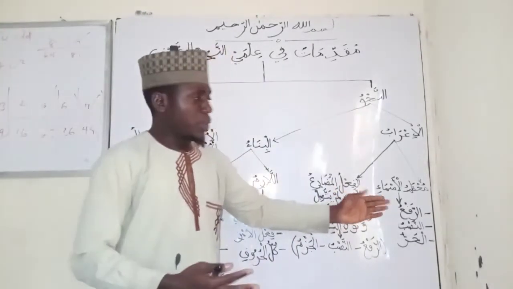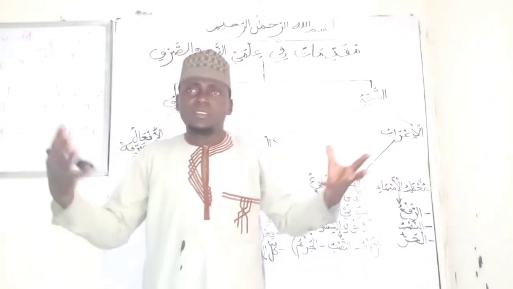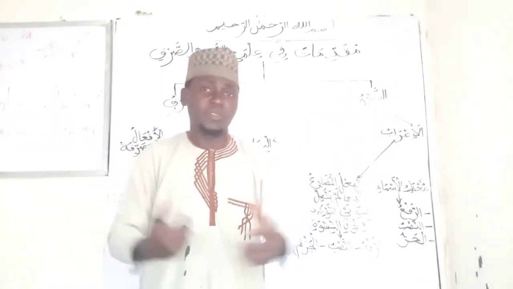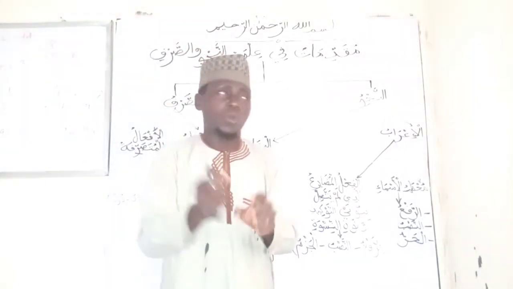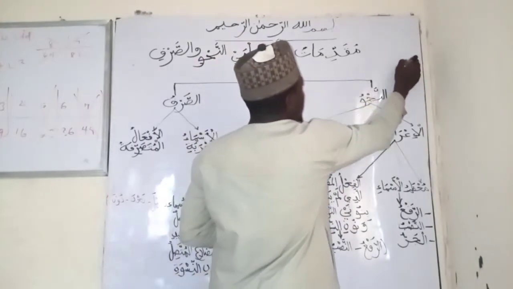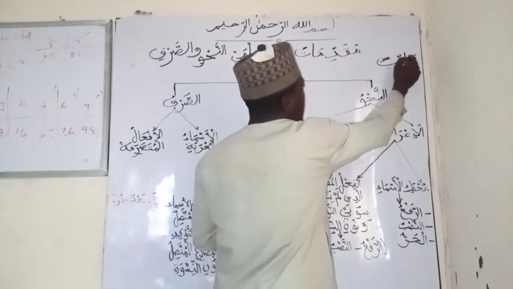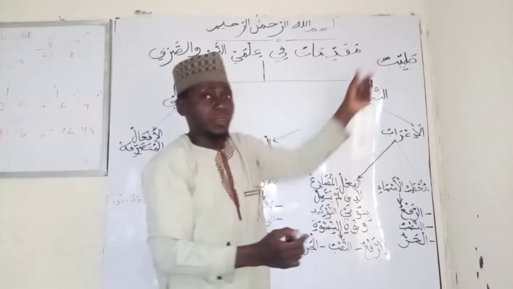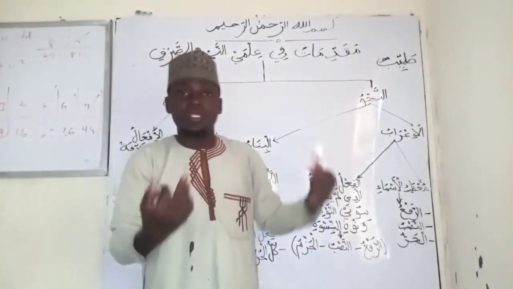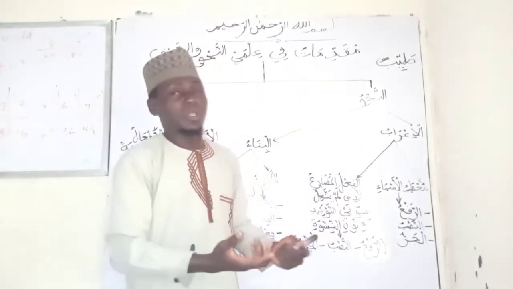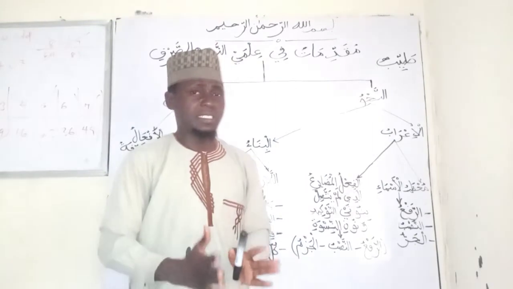For instance, we have many names. Let's take, for instance, Tajib. Tajibun, for example, is a name. If we look at the word Tajibun, we will see that the last letter remains dhamma. That dhamma means rafa. So it can be in a sentence where the dhamma changes to kasra, and it can be in another sentence where the kasra changes to dhamma. Inshallah, when we get there, we'll be explaining them in details.